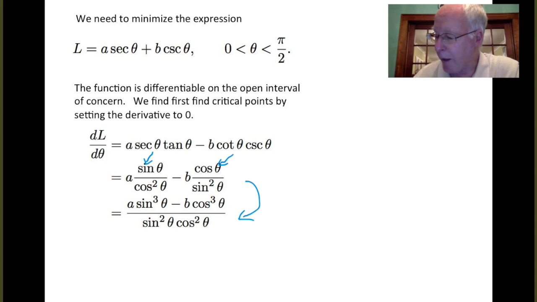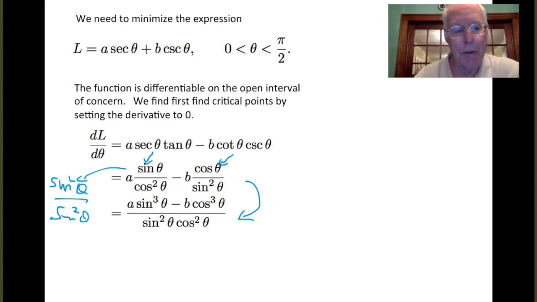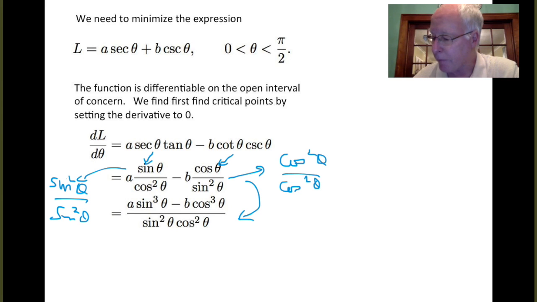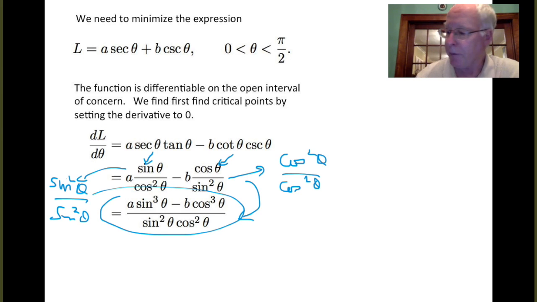In the last line, we've added these two fractions. So we've multiplied the top and bottom of this first fraction by sine squared theta over sine squared theta. That gives us a denominator of cosine squared sine squared. And in this one, we've multiplied top and bottom by cosine squared theta over cosine squared theta. That gave us sine cubed times A in the numerator of the left fraction and B times cosine cubed theta in the numerator of the right fraction. And so this is our present expression for that derivative.